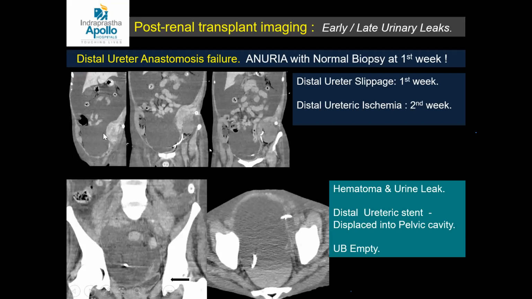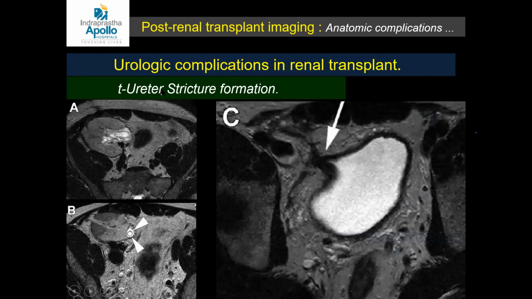And here is an example where we can see the distal ureter, with anastomotic failure. Therefore, there is gross collection in the peritoneal cavity, and we can see the distal ureteric stent is floating freely in the peritoneal cavity. Urinoma, ureteric stricture can be seen as a narrowing with proximal dilatation. Urothelial edema can be seen on the CT urography image in a patient where we can see the transplant in the right iliac fossa.